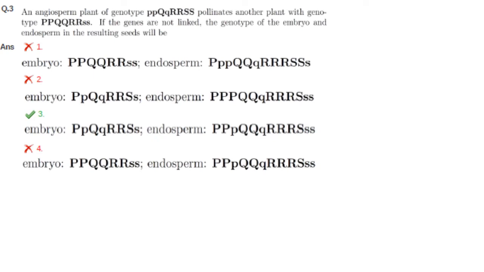So next question. An angiosperm plant of genotype this pollinates. So that is the male parent because it pollinates, they have given.